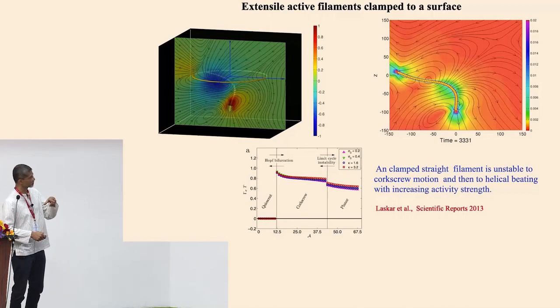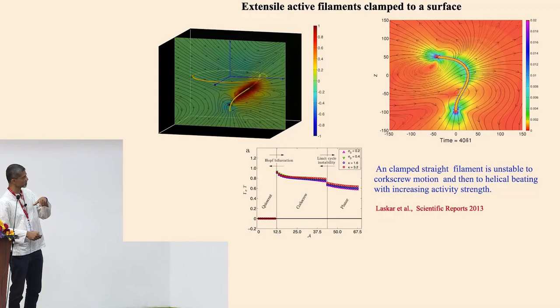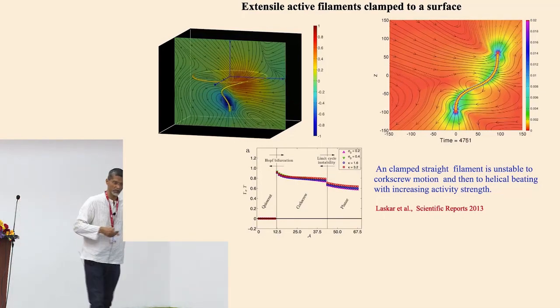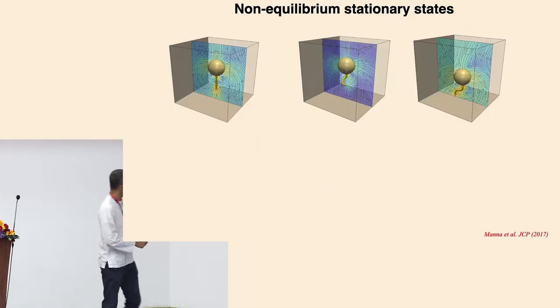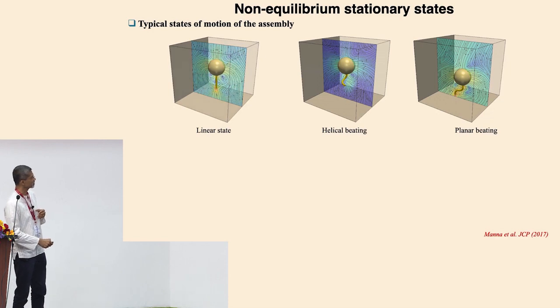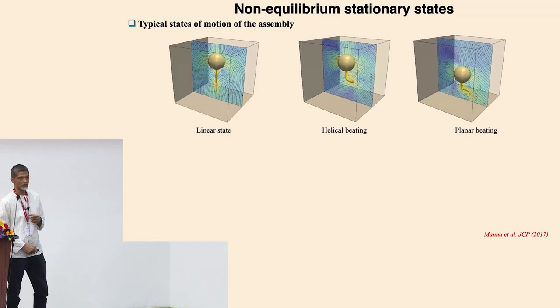This made us think: what happens if this is the flow it can generate, and I stick this end perpendicular into a sphere, a passive sphere, as I said? Again I get three kinds of motion. I get a linear state, in which the bead is just propelled in one direction, upward, and then there is a helical beating regime coming from the corkscrew motion, in which it propagates in that direction, and then a planar beating regime depending upon the angle.